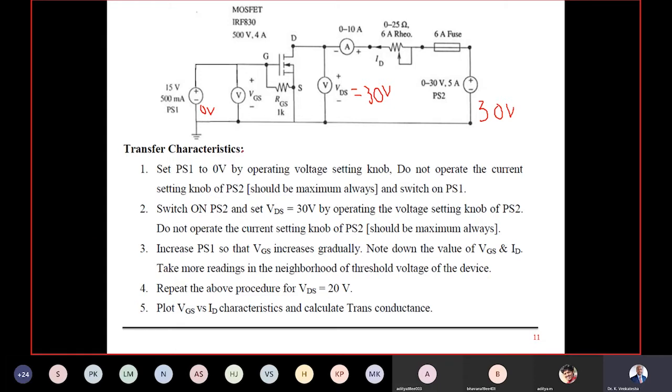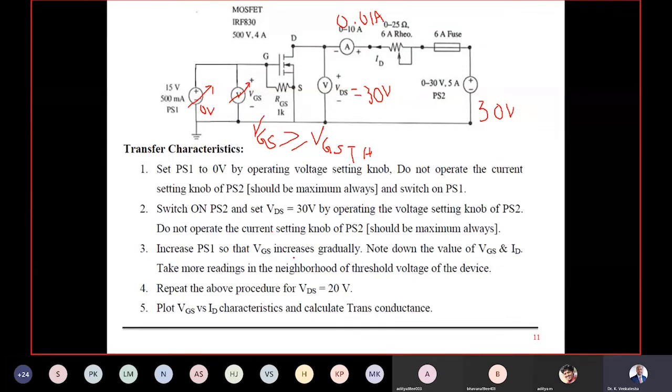The next point: increase PS1 gradually, so that VGS gradually increases: 1 volt, 2 volt, 3 volt. Current won't flow till VGS is greater than or equal to VGS threshold. When VGS is greater than or equal to VGS threshold of the MOSFET, then we expect some small current to flow here, maybe some 0.01 amp. This is my first reading in the tabular column.